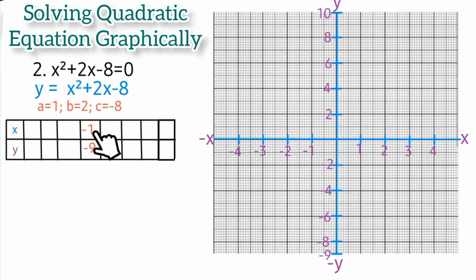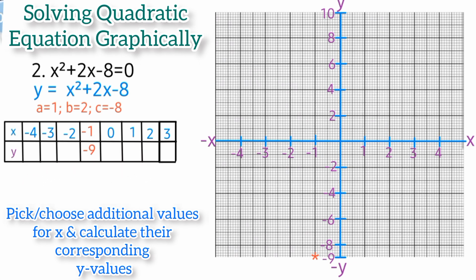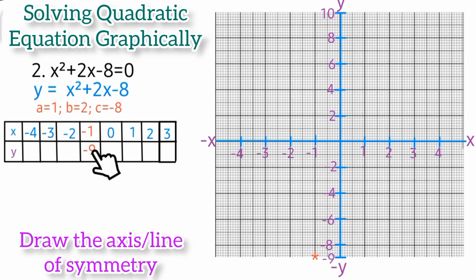Let's plot the vertex. When x value is minus 1, that is here, our y value is minus 9 at this point. Let's pick additional values for x and calculate their corresponding y values. Let's draw the line of symmetry based on the vertex. Our x vertex is minus 1 and the y vertex is minus 9.